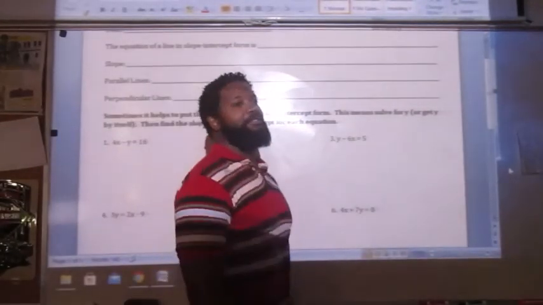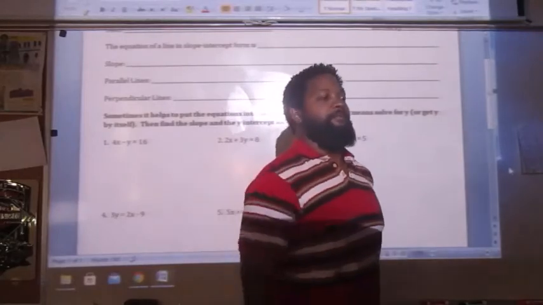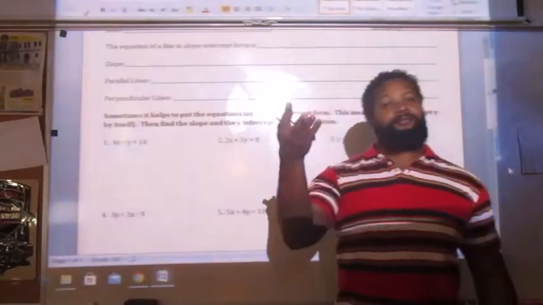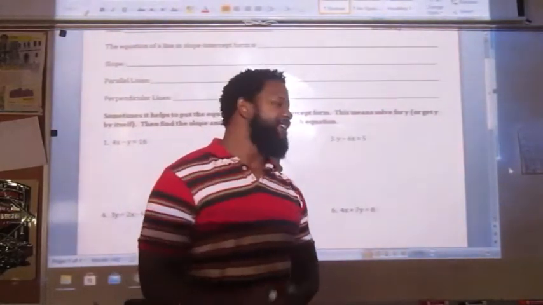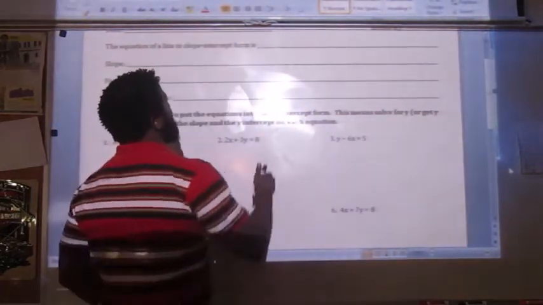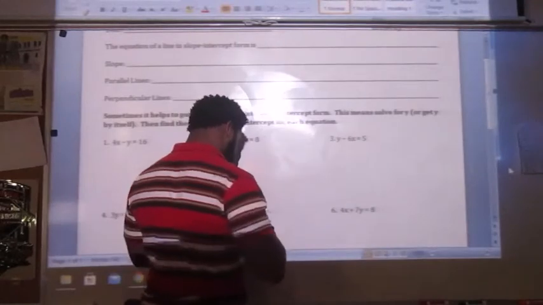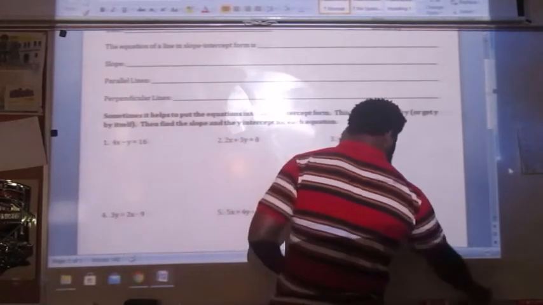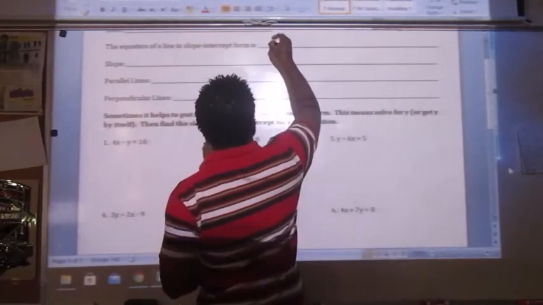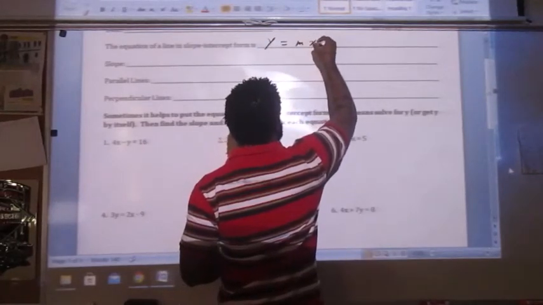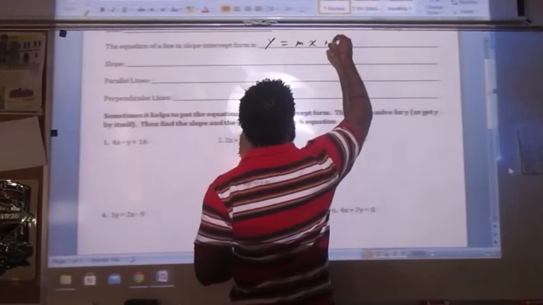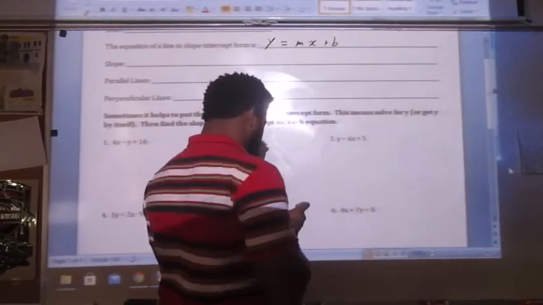What is slope-intercept form? Isn't it like y equals... Y equals mx plus b. Slope-intercept form is y equals mx plus b, okay?